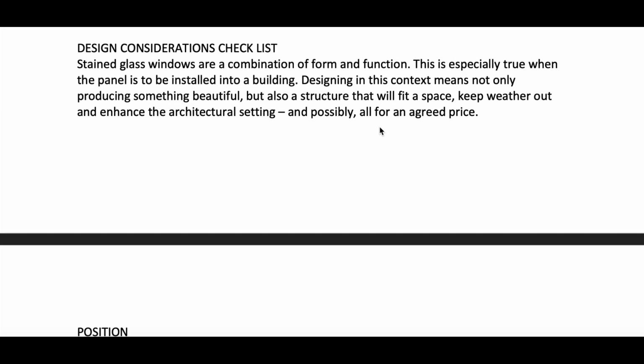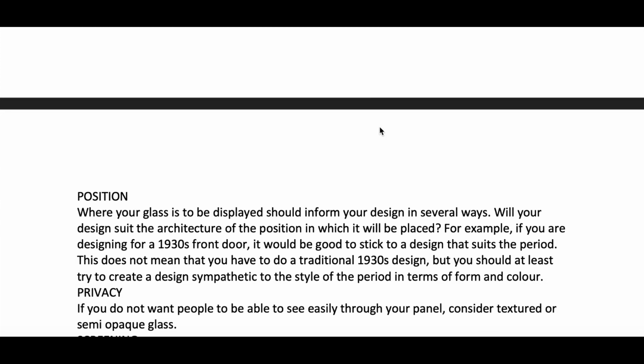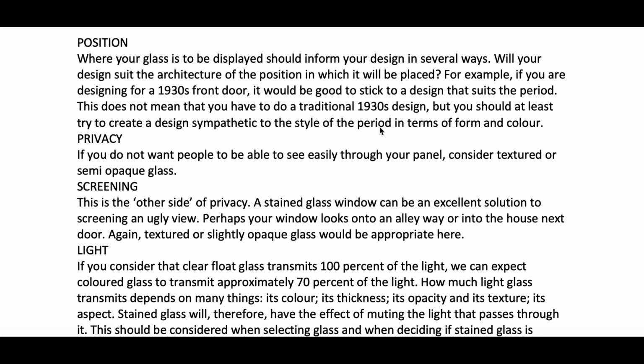So this is my design considerations checklist. There are quite a few things to think about, but I'll just go through them. Position. Where is your glass going? Because this will make a difference to how you approach your design. For example, if it's going into a 1930s front door, you don't need to do something that is a replica of a 1930s front door, but you should do something sympathetic to that period of architecture, whether it be through form or through the 1930s very distinctive colour palette.